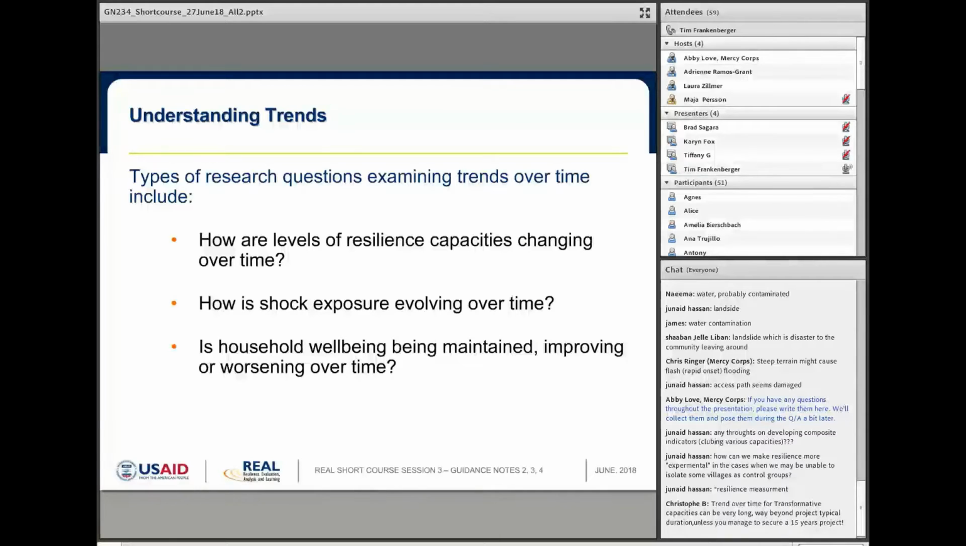So we're interested in how these shock exposures change over time, and whether or not well-being is maintained over time as well. One of our best indicators of resilience is that we have stability in regards to well-being in the face of these shocks and stresses. So if we're seeing over time that people's food security is not getting worse, or even getting better, then that's a good thing. That means that people are pretty resilient to these particular shocks and stresses.